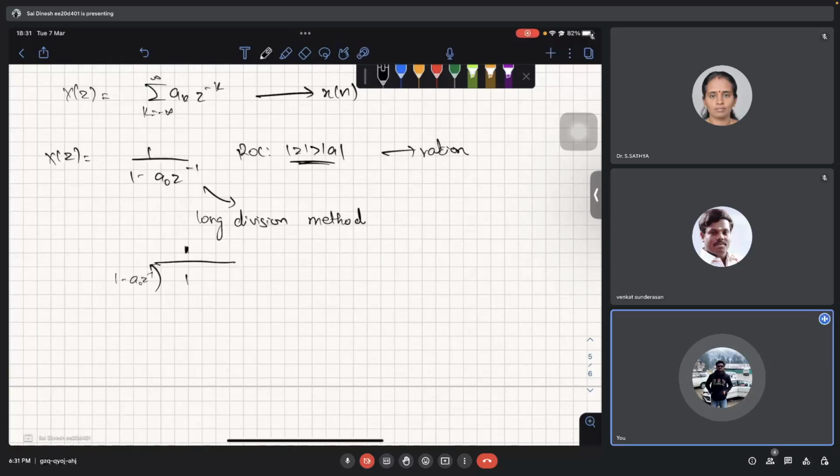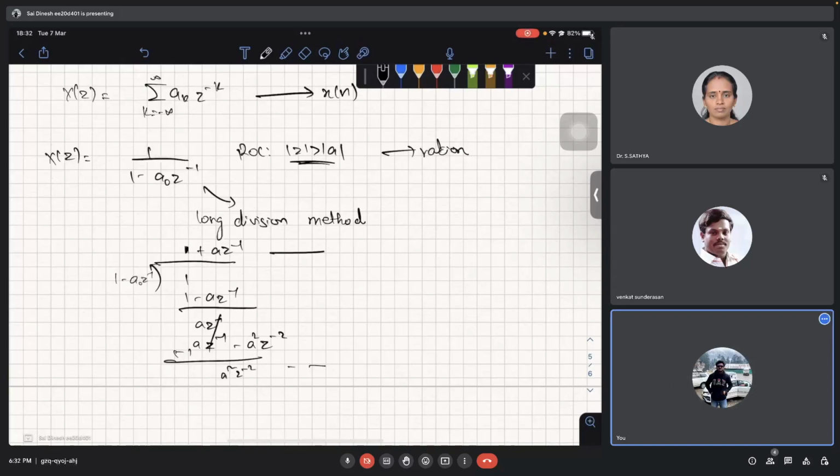So multiply by 1, it will be 1 minus az inverse. What will be left with this? az inverse. So now multiply by az inverse. What will be left with this? az inverse minus a squared z to the power minus 2. Again we get cancelled out, a squared z to the power minus 2. So finally, this will go as an infinite sequence. Then we can do the power series expansion. Find IZT.